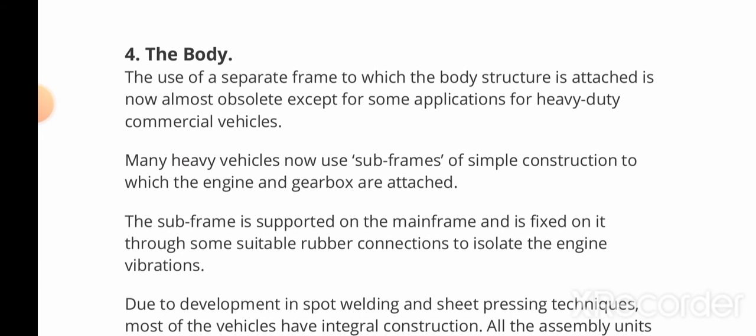So our last topic is the body. The use of a separate frame to which the body structure is attached is now almost obsolete, except for some applications in heavy duty commercial vehicles. So mainly the components which are built in with respect to the engine are all connected to or separate from another structure, which is called the chassis, and the outer structure of the automobile is called the body.